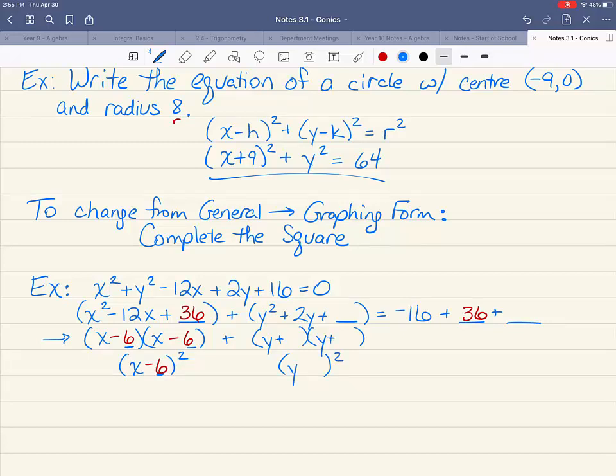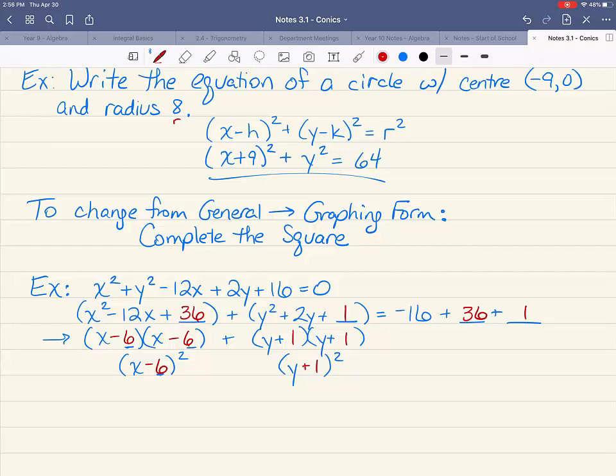plus 2y. So, what two numbers that are the same add up to be 2? Well, that happens to be 1 and 1. So this will be y plus 1 squared. When you re-multiply out these two brackets, what is that last term going to be? What does 1 times 1 equal? It equals 1. So we put a 1 right there.